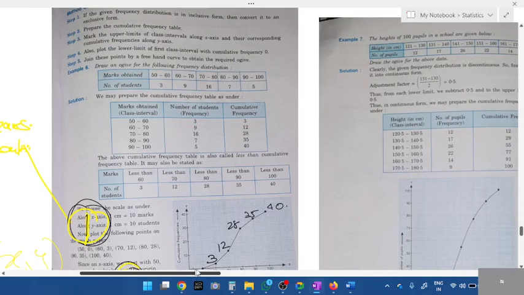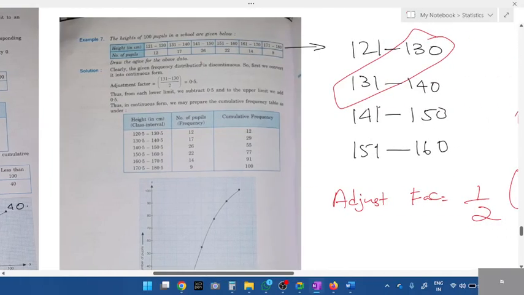Show this calculation. I want you all to solve one question. I won't do that, there's very little time. We have to even revise other chapters. Look at this question, the seventh question, all of you. The heights of 100 pupils in a school, that is basically students. 121 to 130. After conversion, you should write this table and show the adjustment factor. So they've taken 131, 132, minus, divided by 2, you get 0.5.